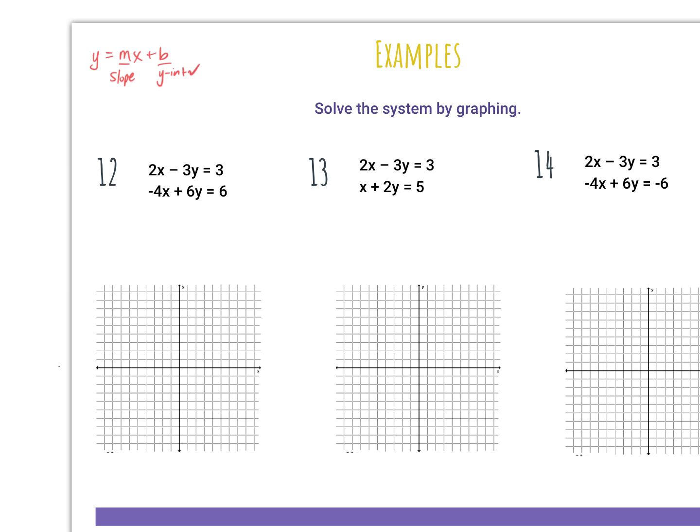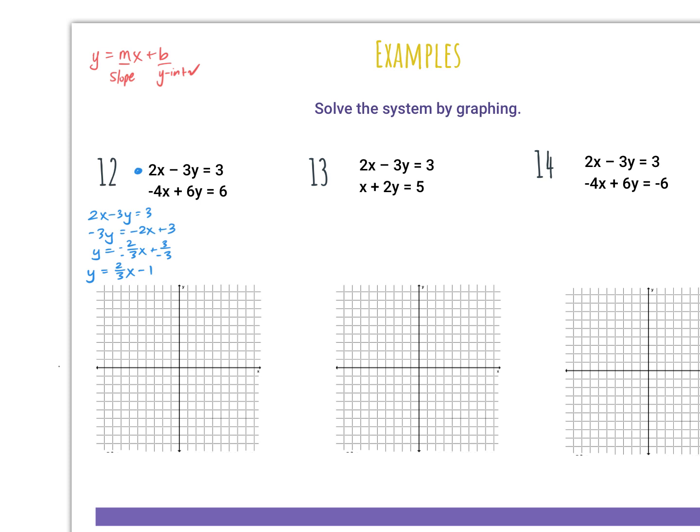So if I take each of these equations and do that, let's say this is my blue equation. I'm going to do 2x minus 3y equals 3, minus 3y equals -2x plus 3, and y equals -2 over -3 x plus 3 over -3. And lastly, I'm going to simplify a little bit. This is 2/3 x, and this is -1.